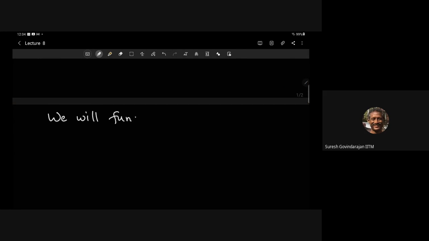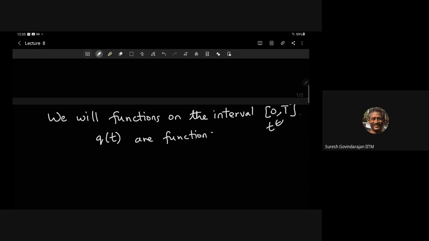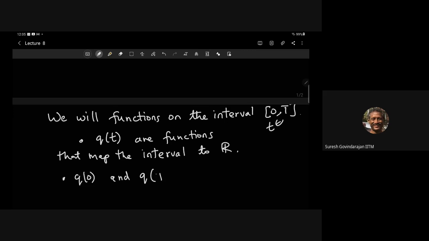functions q of t on the interval zero to some positive number capital T. So t will belong to this interval, and we are given that all our functions q of t map the interval to R, and further, q of 0 and q of T, the endpoints, are fixed.